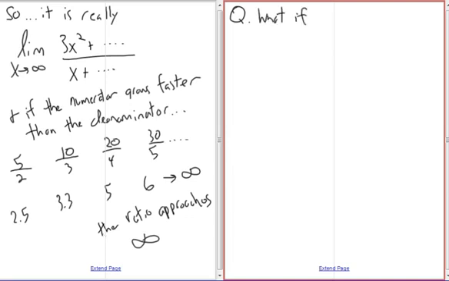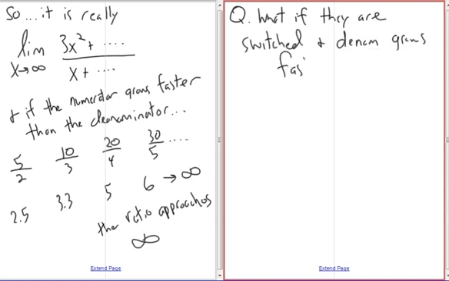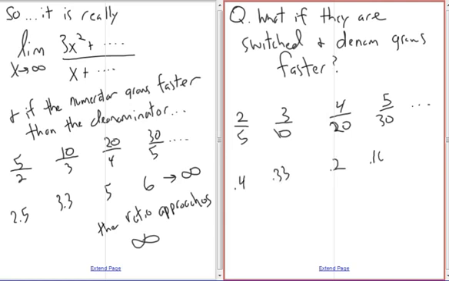But before we talk about that, let's flip things around. What if they're switched? What if the denominator grows faster than the numerator? Okay, I'll do the same sort of example, but I'm just going to do the reciprocal of all of these. So 2 over 5, 3 over 10, 4 over 20, 5 over 30. And let's do that division. We get 0.4, then 0.33, then 0.2, then 0.16. So we're going down, and definitely seem to be approaching 0.